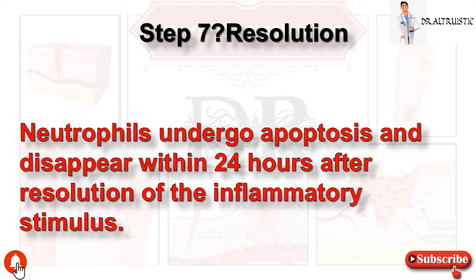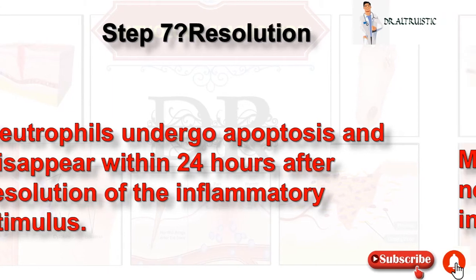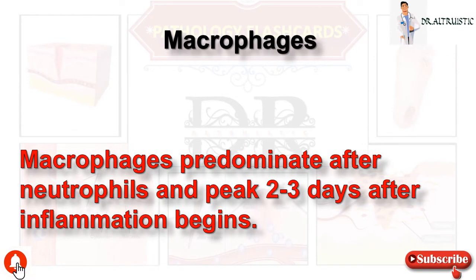Step 7. Resolution. Neutrophils undergo apoptosis and disappear within 24 hours after resolution of the inflammatory stimulus. Macrophages: macrophages predominate after neutrophils and peak 2 to 3 days after inflammation begins.